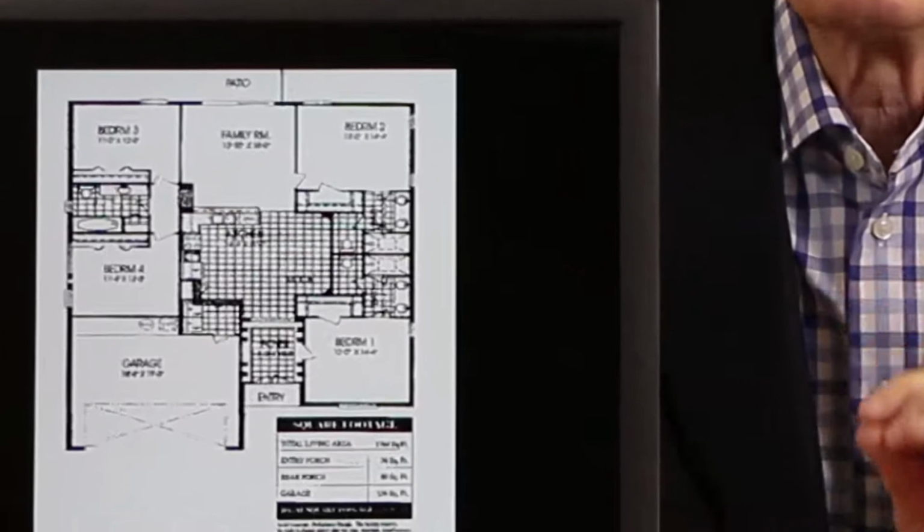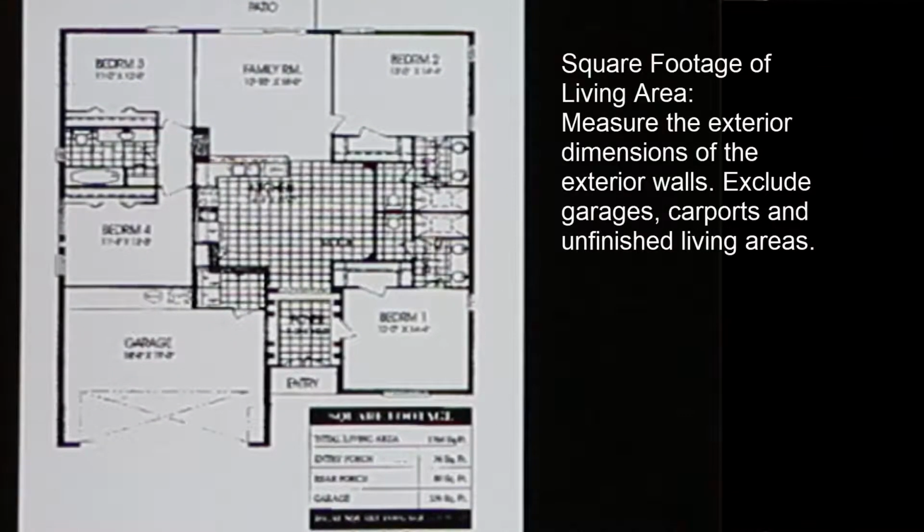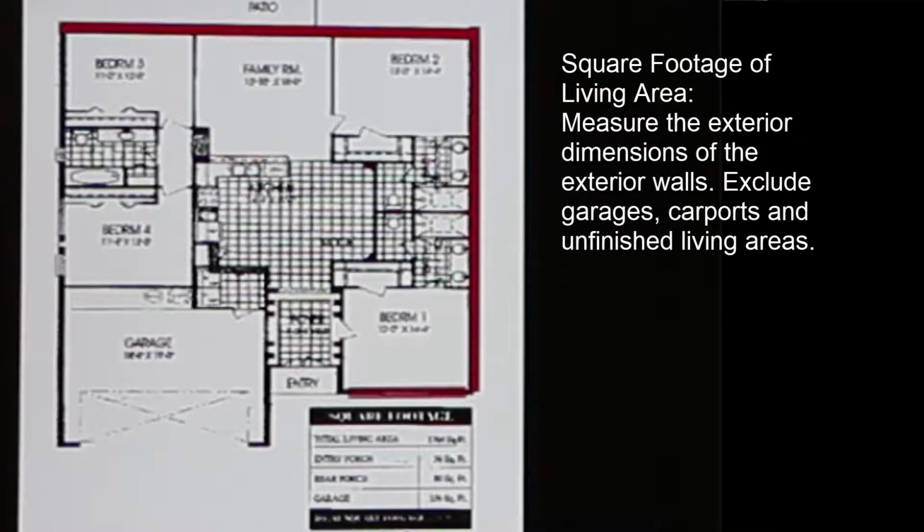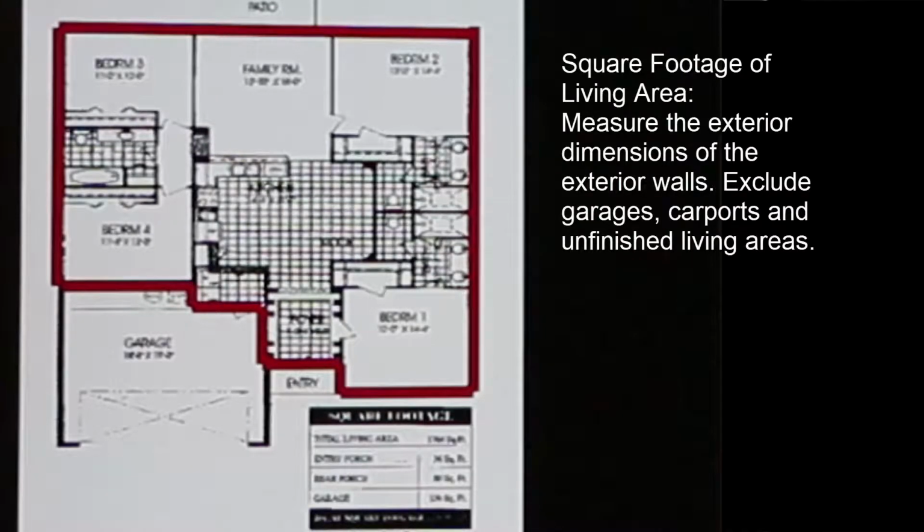So if we have a diagram here, and this may be a little bit difficult for you to see, but here's a diagram of a floor plan of a house. The square footage of living area would be measured by taking the exterior dimensions of the exterior walls. You would exclude that entryway. You would exclude the garage. You would exclude the back patio. You also exclude, if it's a ranch-style house and it has eaves, you would also exclude those eaves.